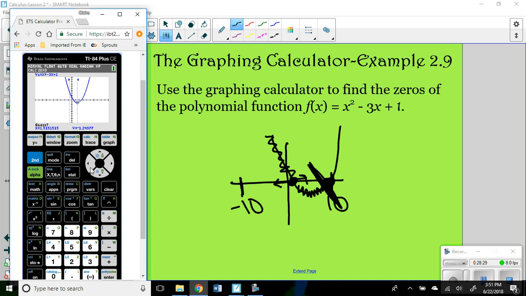And then it says guess. We want to get it kind of close. We say it's right there. It doesn't have to be exact. You just want to get it close to the one that you're looking for. And it says that the 0 is 0.381966. We always round to 4 decimal places in calculus. So 0.3820 would be one of your zeros.